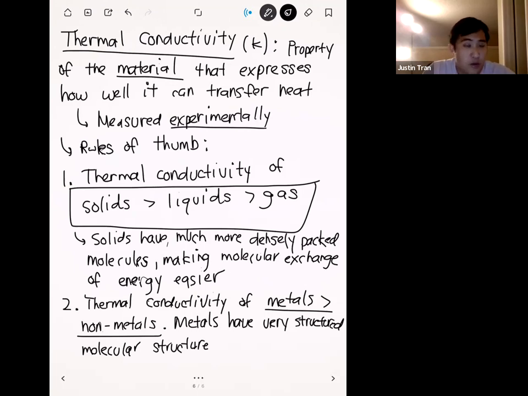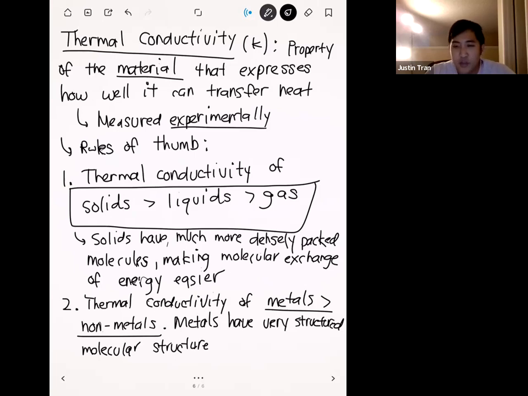Okay. Right. And if you compare that to the molecular structure of some non-metals, so things like glass, things like ceramics, these are not as good at conducting heat. Okay. And the interesting thing about thermal conductivity is that it has a very, very wide range.